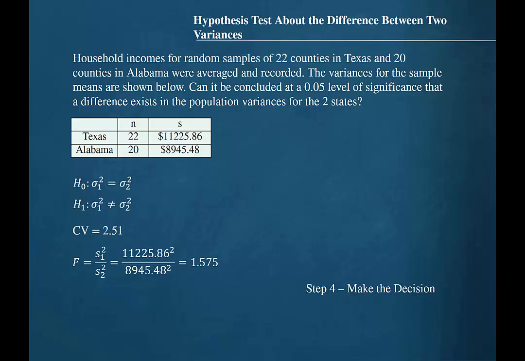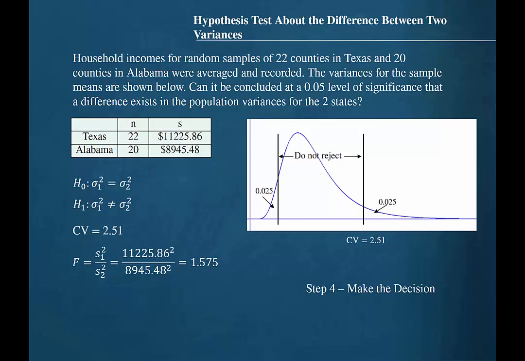Step 4 is to make the decision. Recall that it was stated that the F distribution consists of a family of curves. This particular curve represents the F distribution for 21 numerator degrees of freedom and 19 denominator degrees of freedom. Recall also that the F test value will always be positive. So if there is enough difference between the variances for the two groups, the ratio will become large.